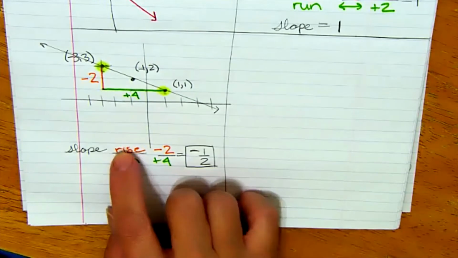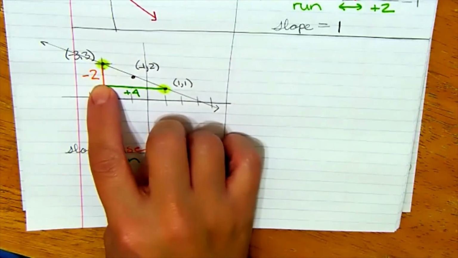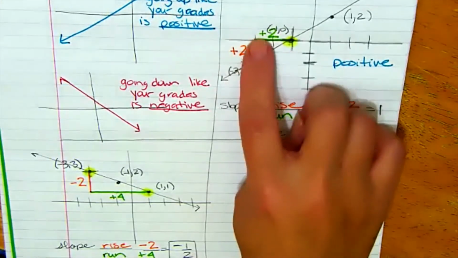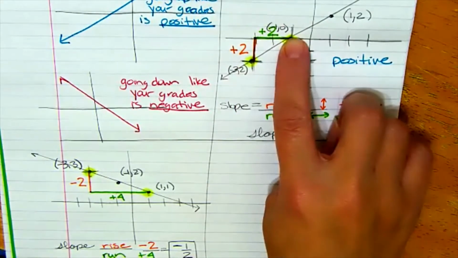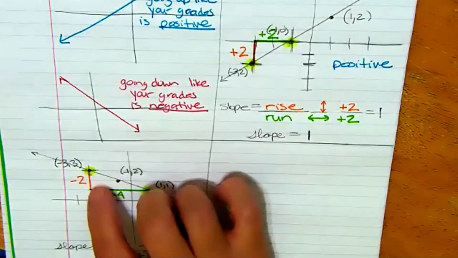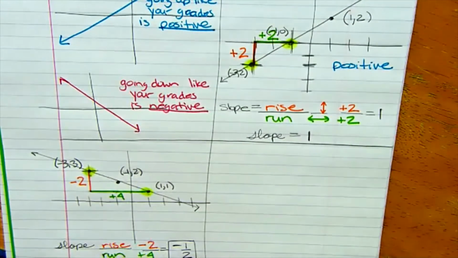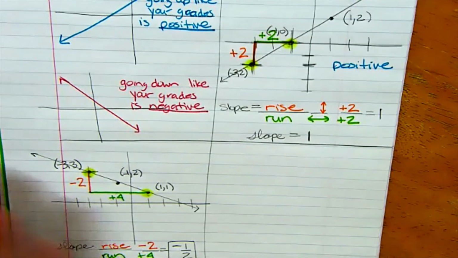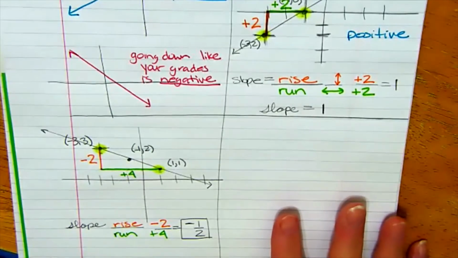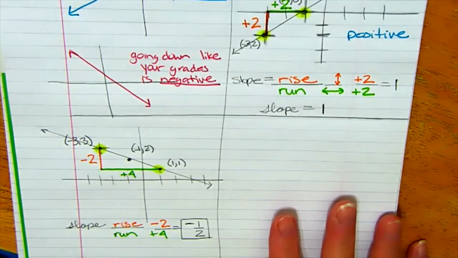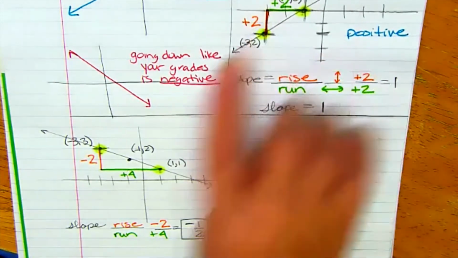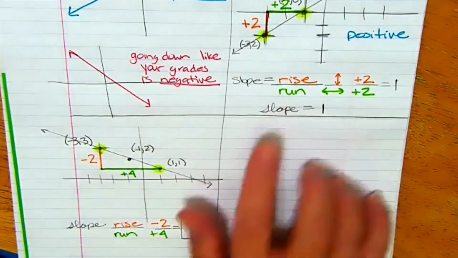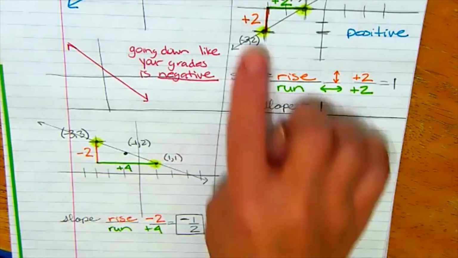Typically, you do your rise first. So you're going up or down first. And if that's the case, you're always going to be moving to the right. See here? I went up first and then to the right. So my slope was positive. Here, I went down first and then to the right. So if you do your rise first, up is positive, down is negative, your run will always be to the right.